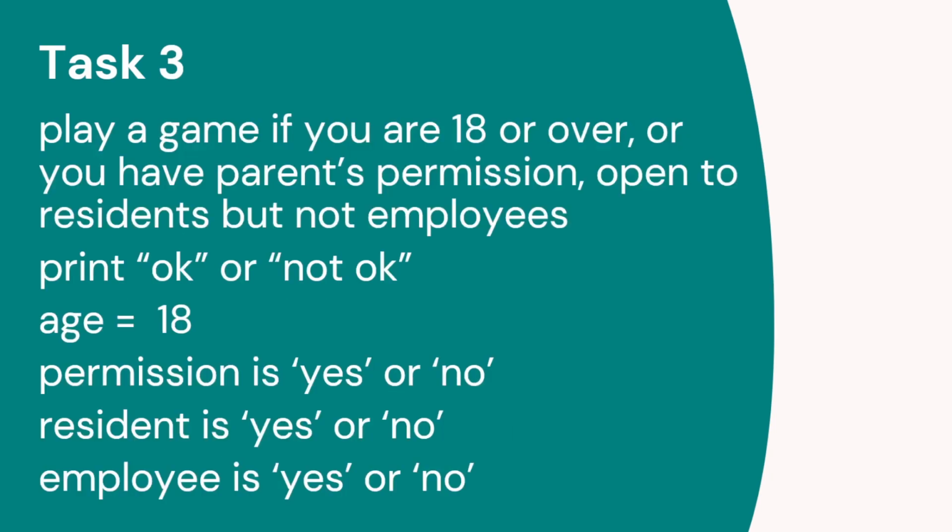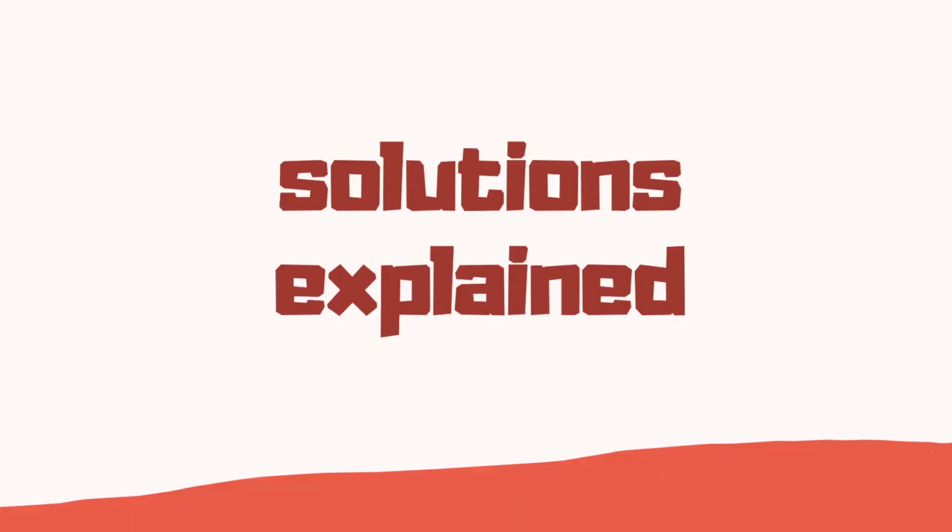Task 3. Play a game if you are 18 or over, or you have parents' permission. Now this game is only open to residents, but not employees. So you can print OK or not OK, and your variables include age, permission, residence and employee. Age is an integer, and we have yes or no for the others. Good luck with those challenges. Now let's have a look at these solutions.